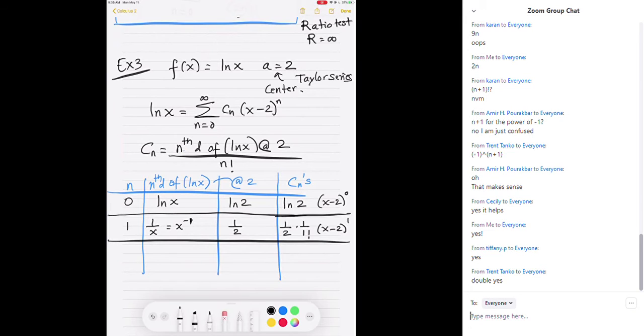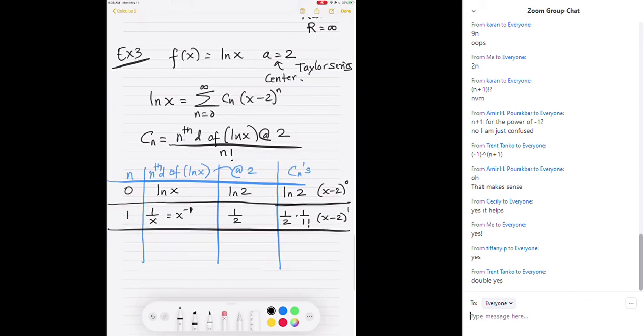Okay, so let's keep going. So we are going to have what? 2. So that's the derivative of this one. So that's going to be negative 1x to the negative 2, right? And so if I do that, now that's going to be negative 1 over 2 squared. Now you will know what I'm saying, Russell. So this is negative 1 over 2 squared, 1 over 2 factorial, x minus 2 to the squared.